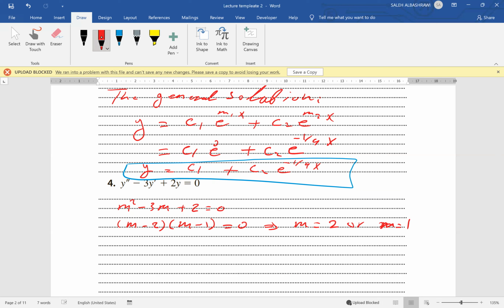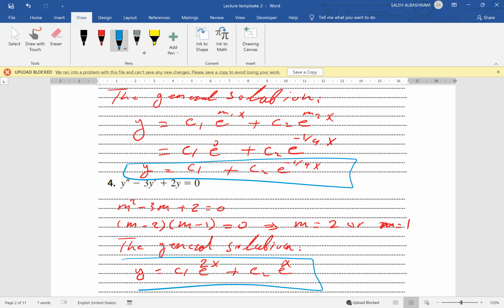Now the general solution will be given by y equal to c1 e to power m1, which is 2x, plus c2 e to power x. So this is the general solution for the given differential equation.